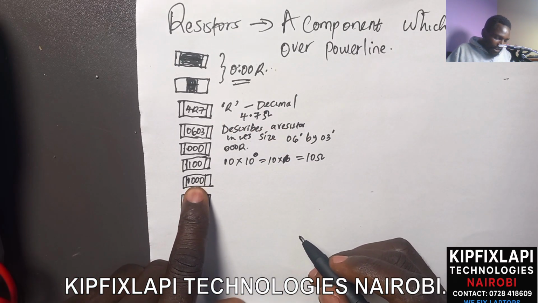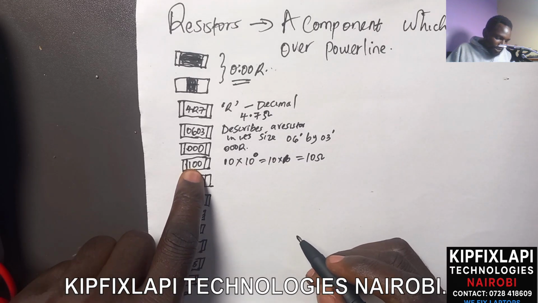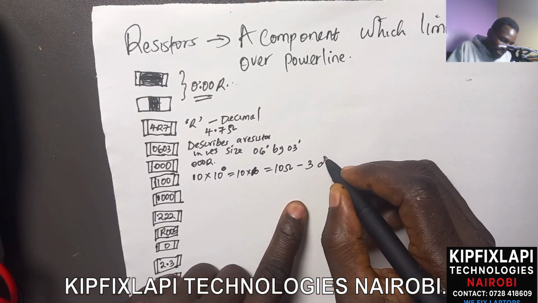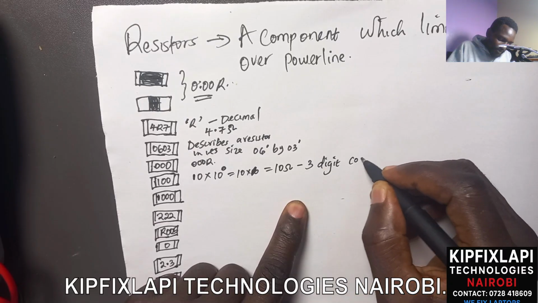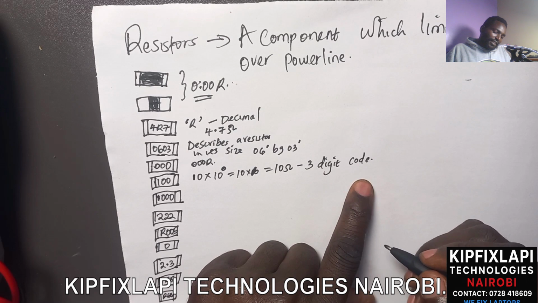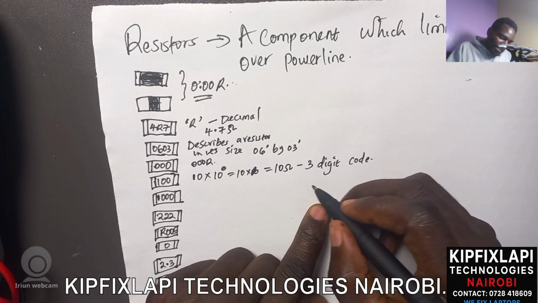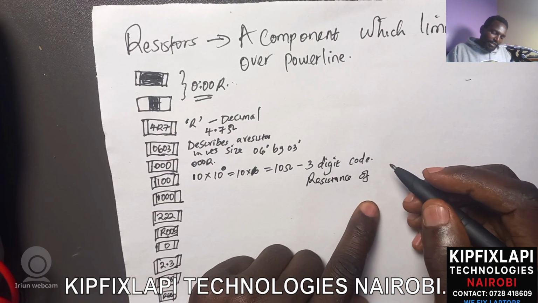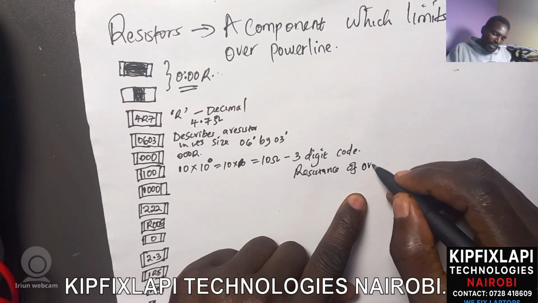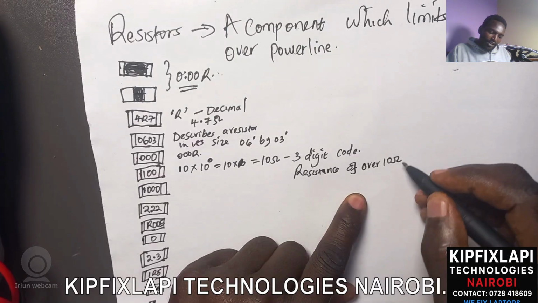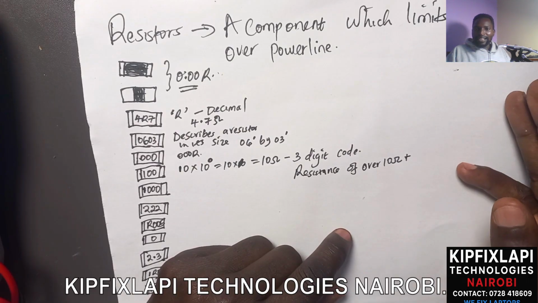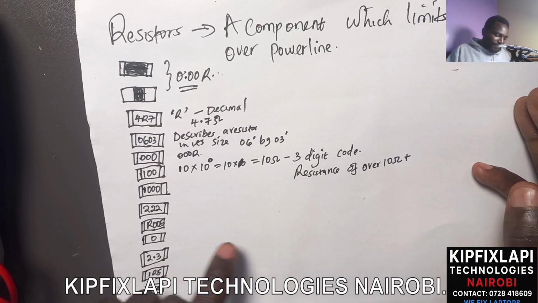This one, which is written 100, is like this one. Normally these are called a 3-digit code. This 3-digit code is the coding which represents a resistance of over 10 ohms. So it's 10 ohms plus. Yes, from 10 ohms, 11 ohms, 100 ohms, 1,000 ohms, and so on and so forth.